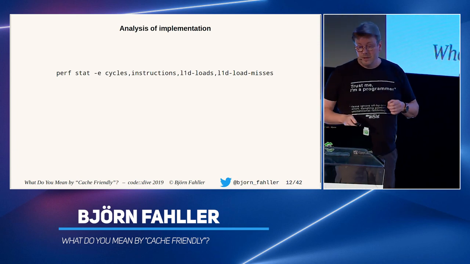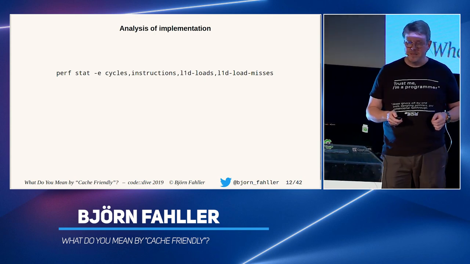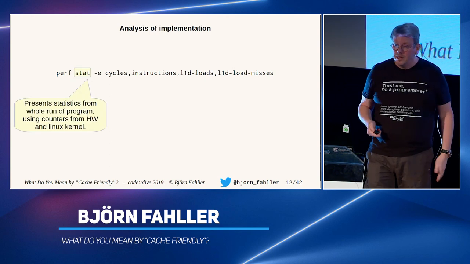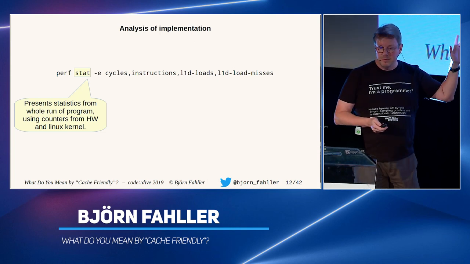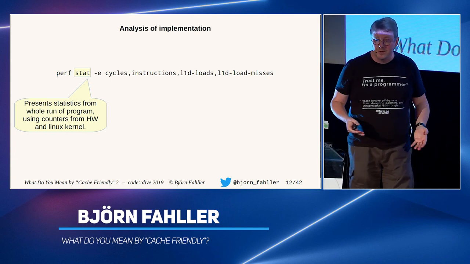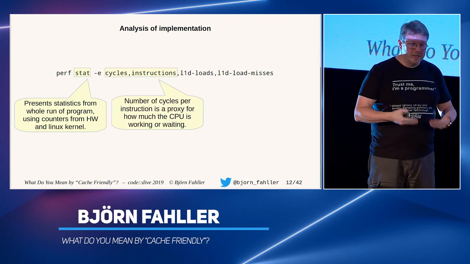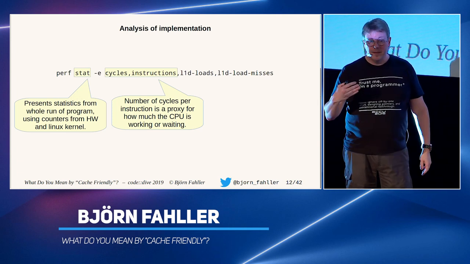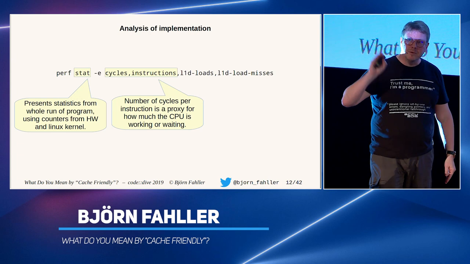So let's go to the next tool, perf. Linux perf is pretty amazing and can be quite baffling also. So anyway, perf stat presents statistics from the whole run of a program, and it uses counters from hardware and from the operating system. So the overhead is really, really low on this one. And then we have to choose which events we want to observe. It has a set of defaults. They are not ideal, I think. Not at least not when searching for cache-related problems.